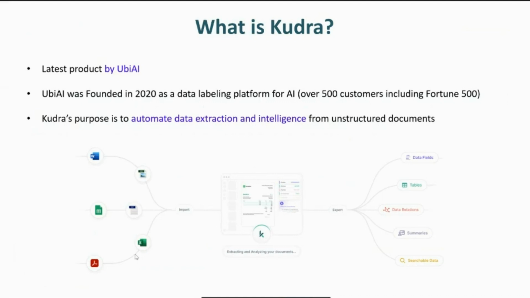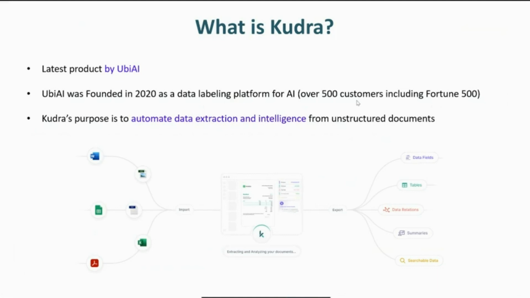So what is Kudra? Kudra is the latest product of UBI. UBI was founded back in 2020 as a data labeling platform, specifically to train AI models, where companies can upload their documents, label them, and then train custom AI models for their specific use case, whether it's healthcare or finance or supply chain logistics. Since our inception, we have about 500 customers or so, including Fortune 500 companies. And we are definitely growing in that space.